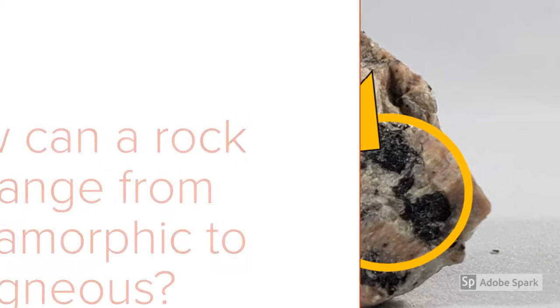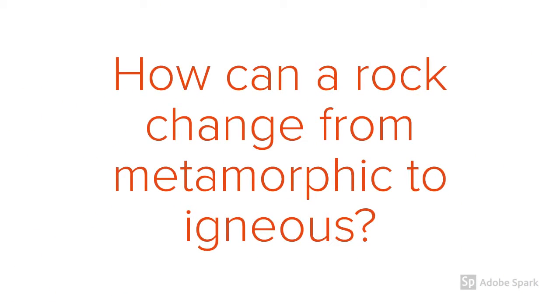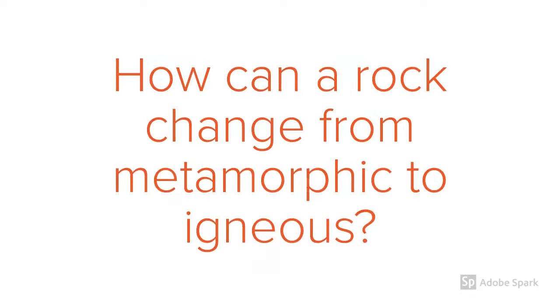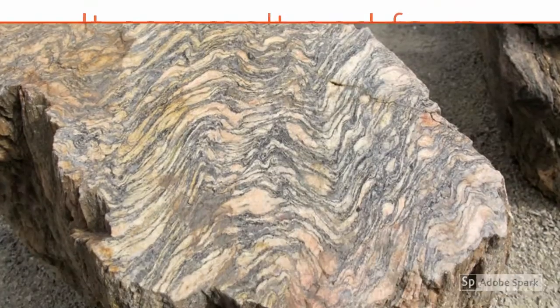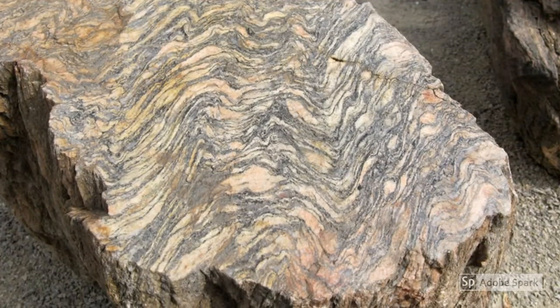the rock. How can a rock change from a metamorphic rock into an igneous rock? This change can occur when a metamorphic rock melts and turns into magma, which can then cool and form into an igneous rock. What kind of rock is this? How can you tell?